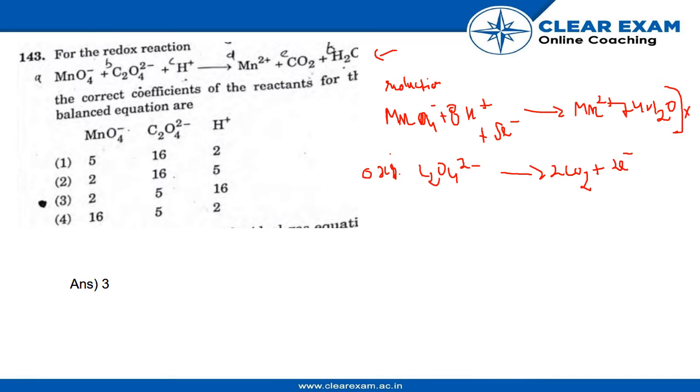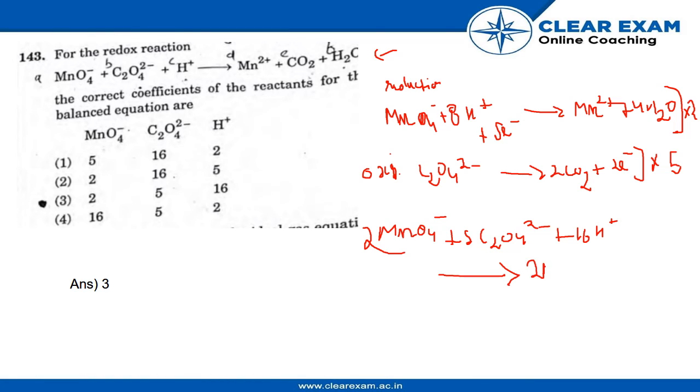Now if we take the two reactions, for balancing it out, we have to multiply the first by 2, and the second reaction we have to multiply by 5. So we get 2MnO4 minus plus 5C2O4 2 minus plus 16H plus, that gives 2Mn2 plus plus 10 CO2 plus 8H2O.